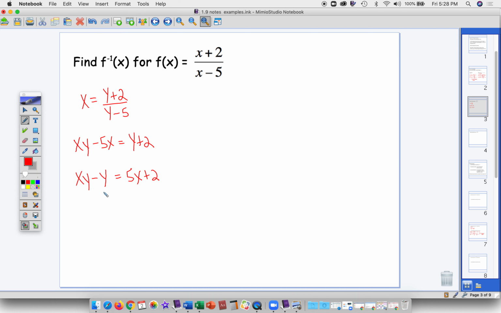Now that I have my terms with the y grouped together, I'm going to factor that out. And now I can divide by x minus 1, and I will have solved for y. So there's my final answer of 5x plus 2 over x minus 1. And that is f inverse.